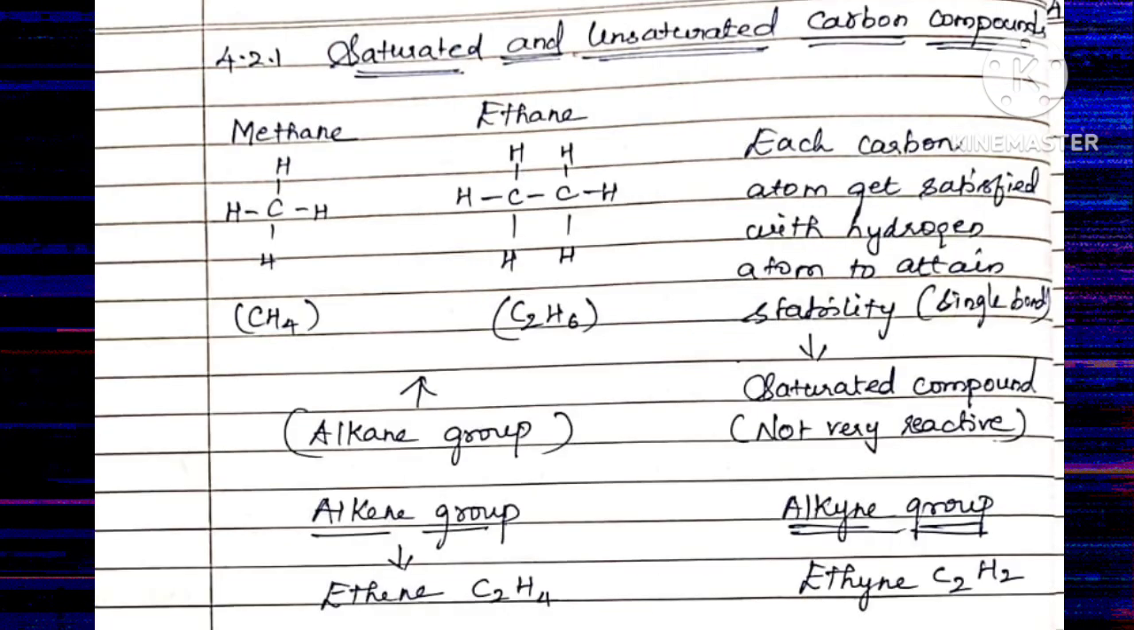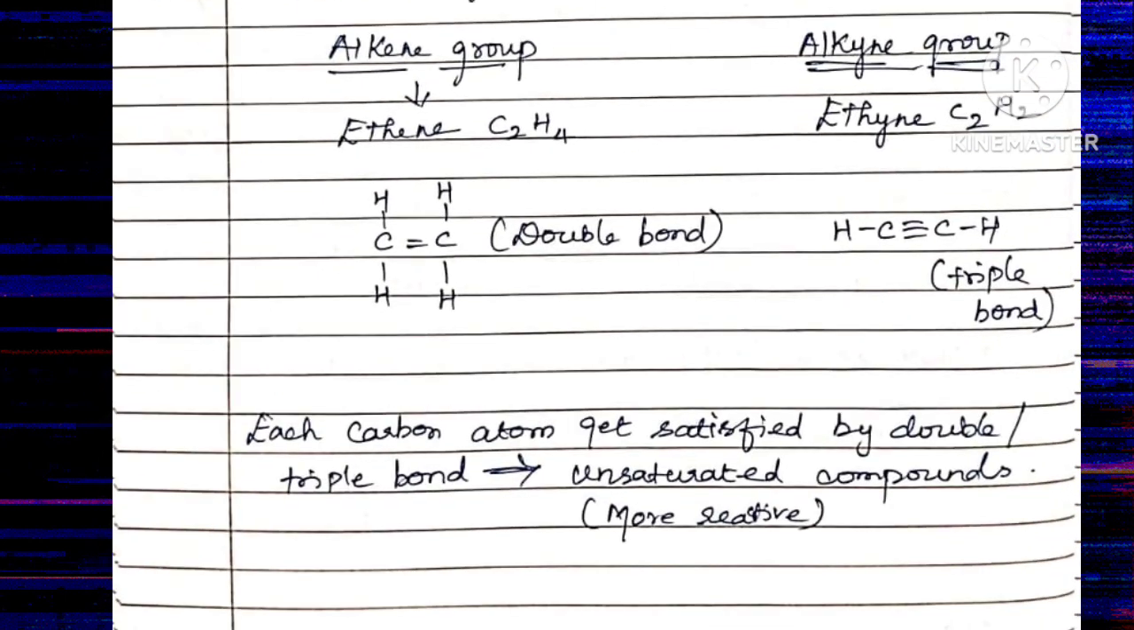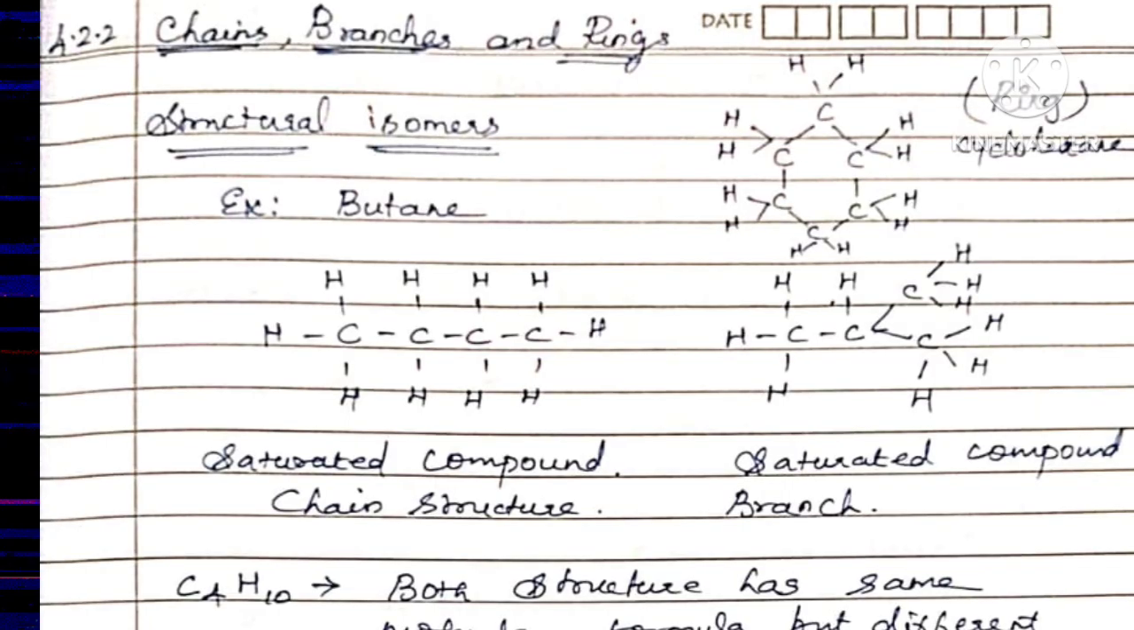Coming to the next topic, saturated and unsaturated carbon compounds. Here, saturated means single bond and unsaturated means double bond and triple bond, as we have seen already. The single bond compounds are named alkanes, whereas double bond and triple bond compounds are named alkenes and alkynes. Examples of alkanes are methane, ethane, butane, propane, etc. Whereas for alkenes and alkynes, an example of alkene is ethene and an example of alkyne is ethyne, butyne, etc.